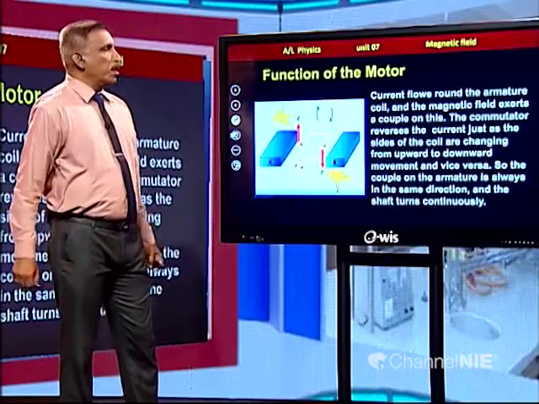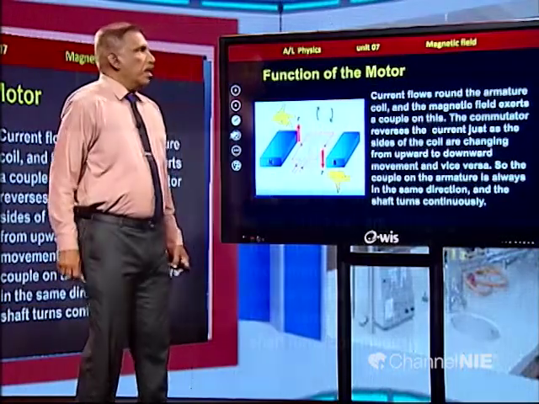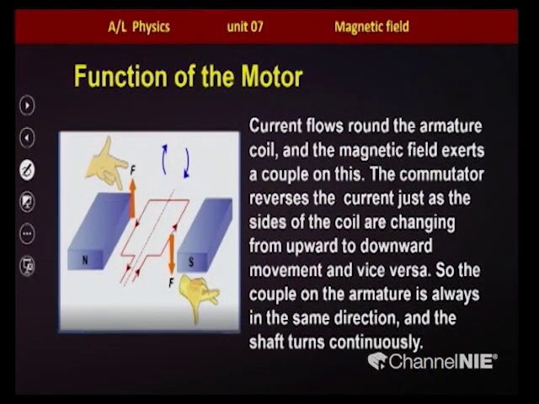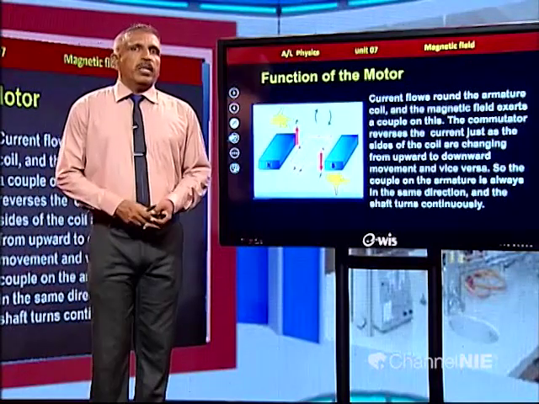Now we are going to see the function of the motor. The current flows around the armature coil and the magnetic field exerts a couple on it. The commutator reverses the current just as the sides of the coil are changing from upward to downward movement and vice versa. So the couple on the armature is always in the same direction and the shaft turns continuously. Now here you see the motor.